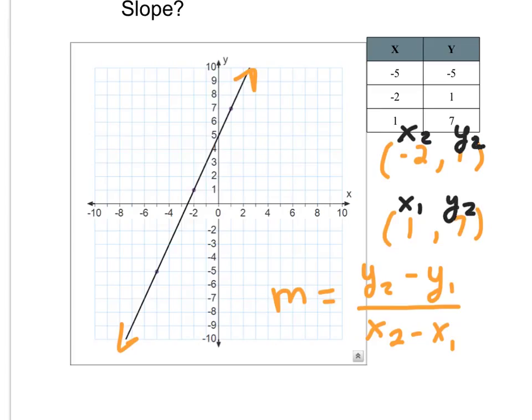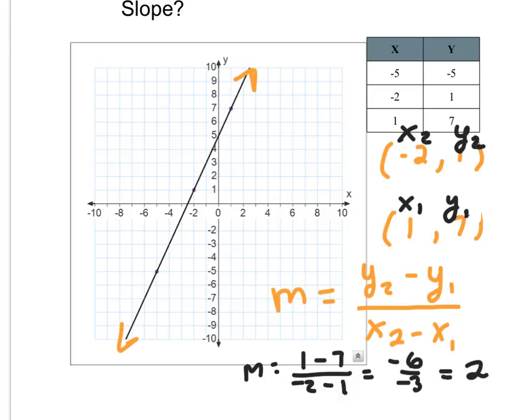Call this one point 1. So how do I fill in the formula here? m equals, what's y2? That's 1, right? 1 minus 7, right? Over -2 minus 1, right? So I get -6 over -3, or +2. You can definitely express slopes as a whole number, just realize that means 2 over 1.